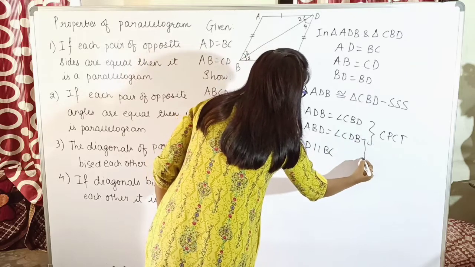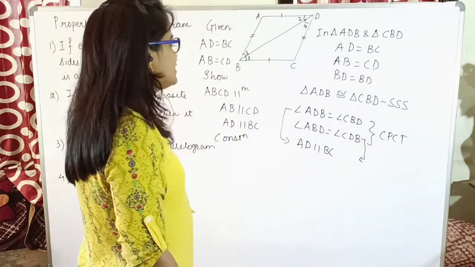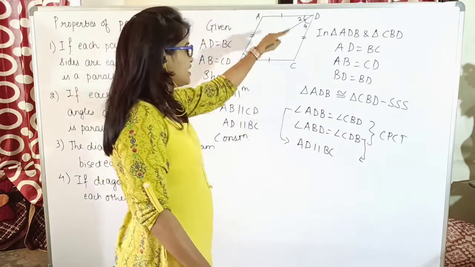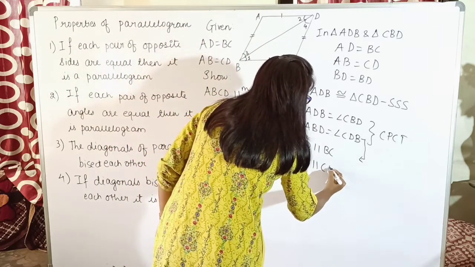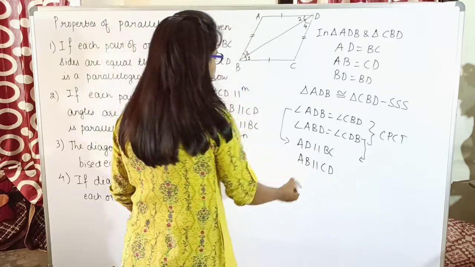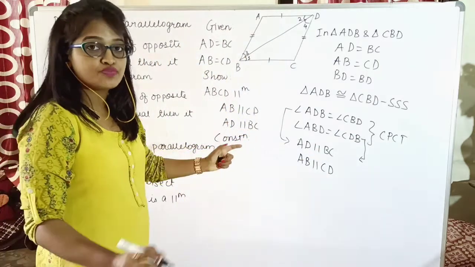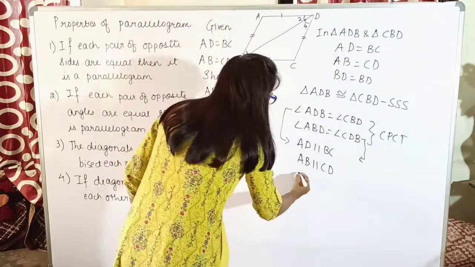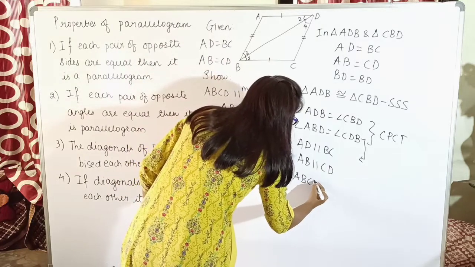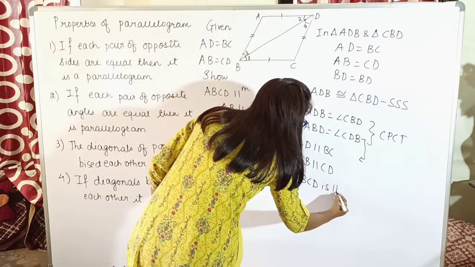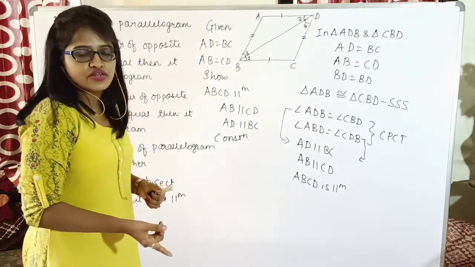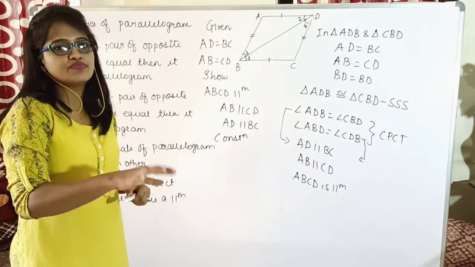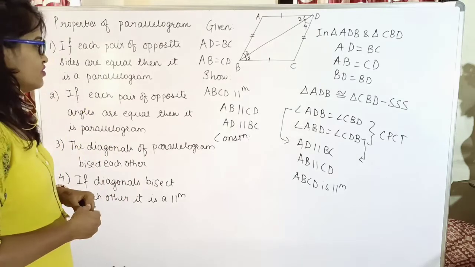Similarly, when I consider ABD and CDB, in that case AB and CD are parallel. So AB and CD are parallel. And as you can see, I have shown both opposite pairs as parallel. Hence I can write ABCD is a parallelogram. Okay, so this was the converse. When it is a parallelogram, opposite sides are equal, and if opposite sides are equal, still it is a parallelogram.